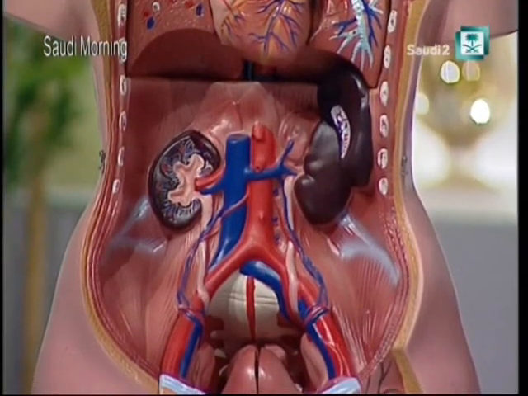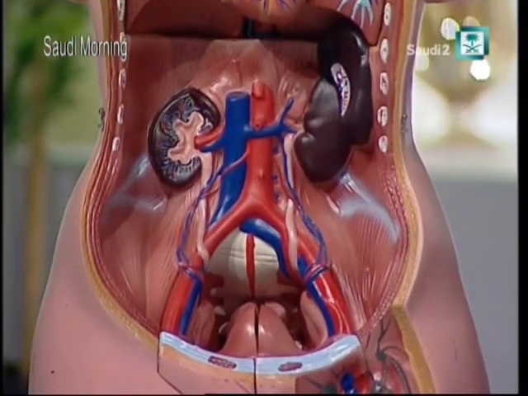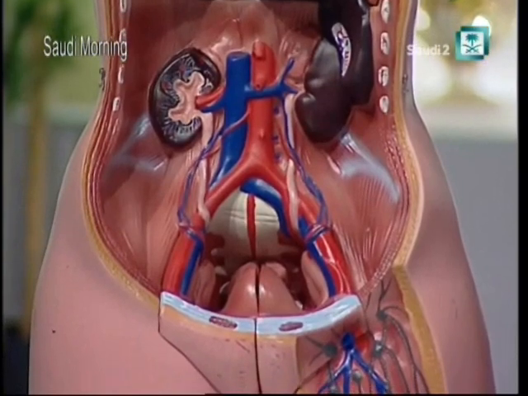Dr. Muhammad, if you could explain to us how the blood clots would move from the legs around to the lungs and the heart. Excellent. So if you allow me to explain, these are the deep veins of the lower extremity.